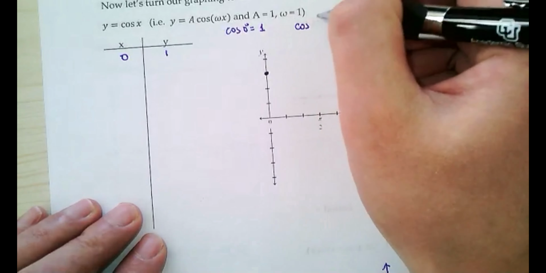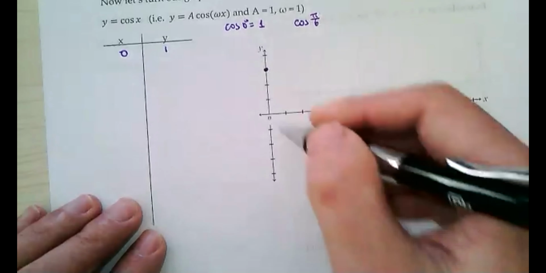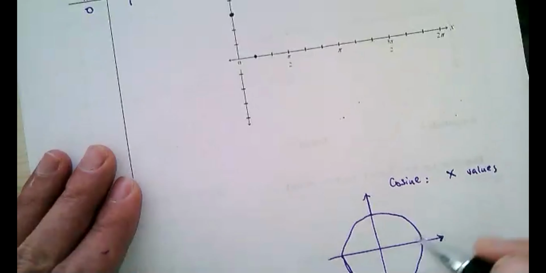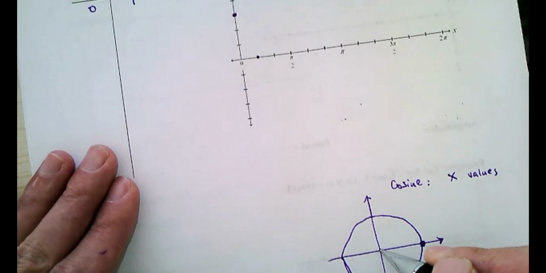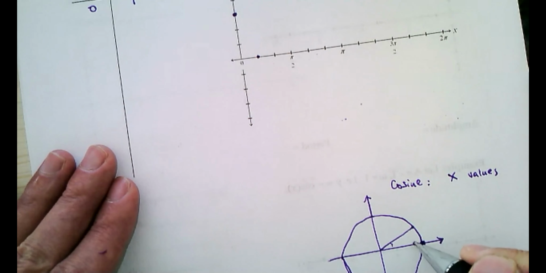Next question is, what is cosine pi over 6? What is the x value at pi over 6? Square root of 3/2. Very good. So for a new angle, pi over 6, the x coordinate of it is here. You can do exactly the same process as we did for sine. So it's square root of 3/2.